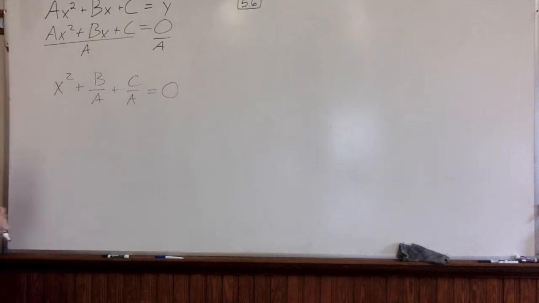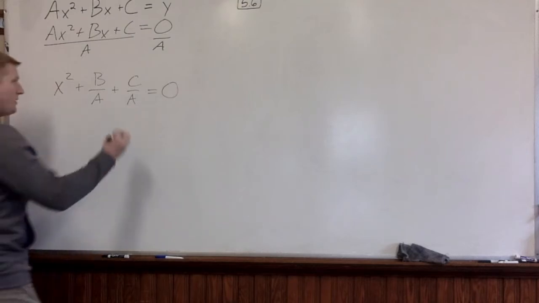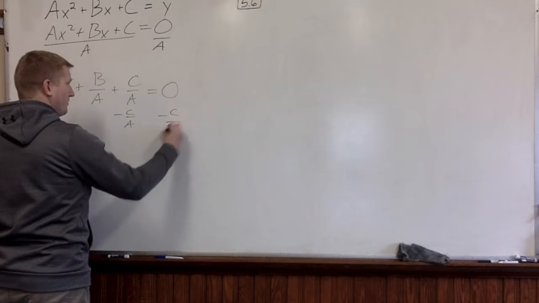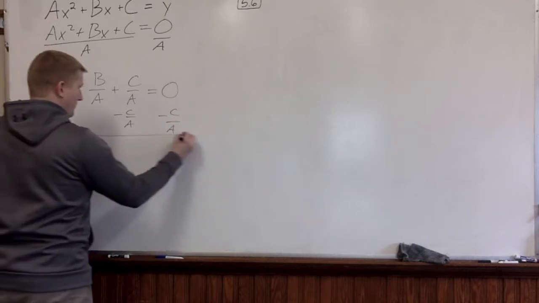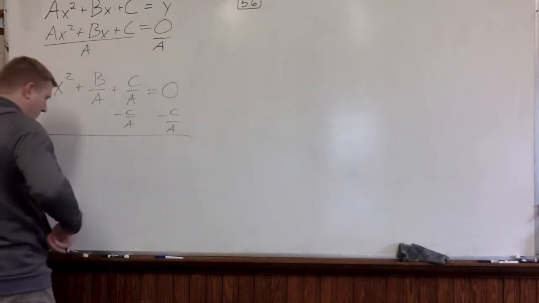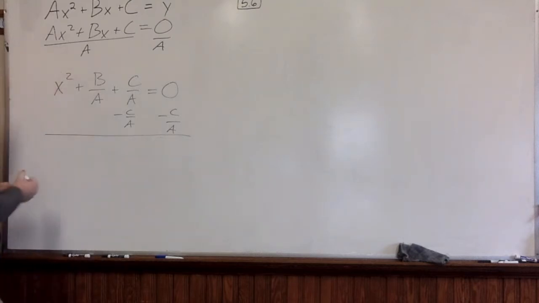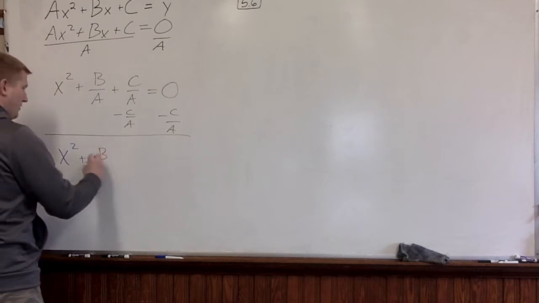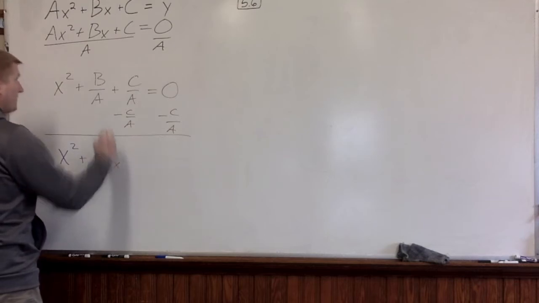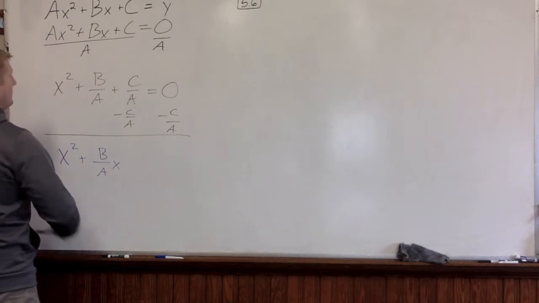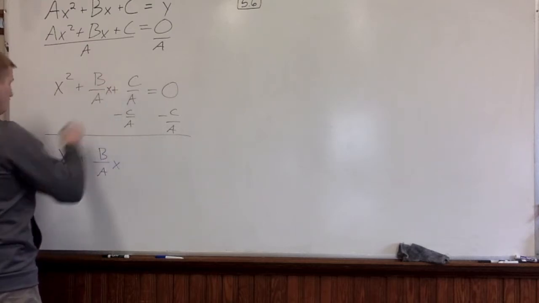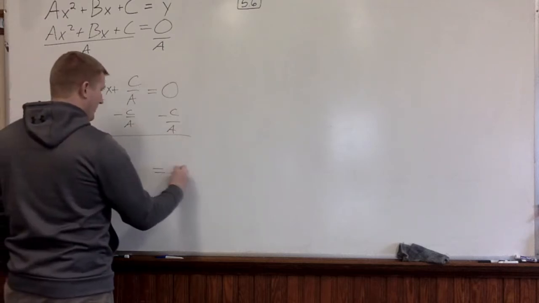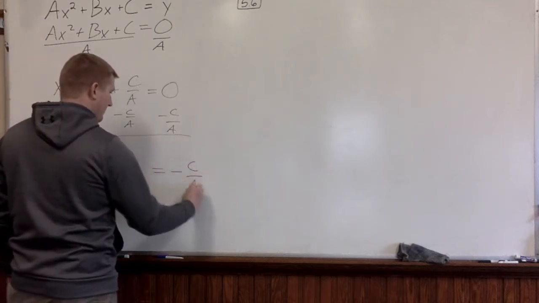All right. Now the next step is to get rid of this c term. So I'm going to subtract c over a from both sides. Let's see what we get. I'm going to leave a vacancy. We end up with x squared plus b over a x. Oops, let's not forget that in the previous step. Leave a space, negative c over a.